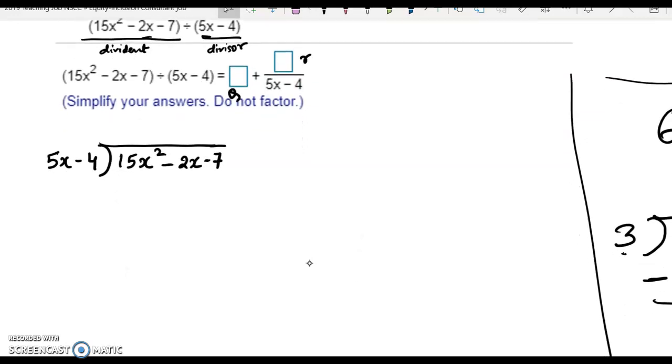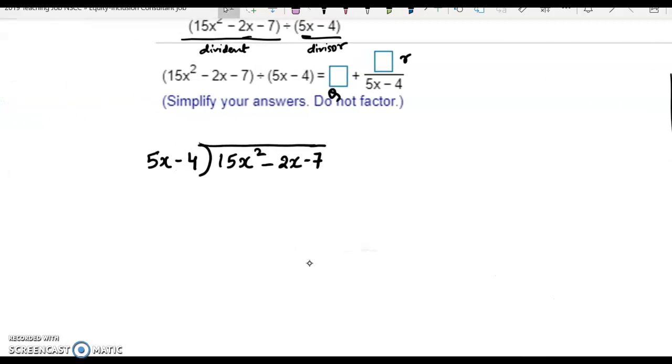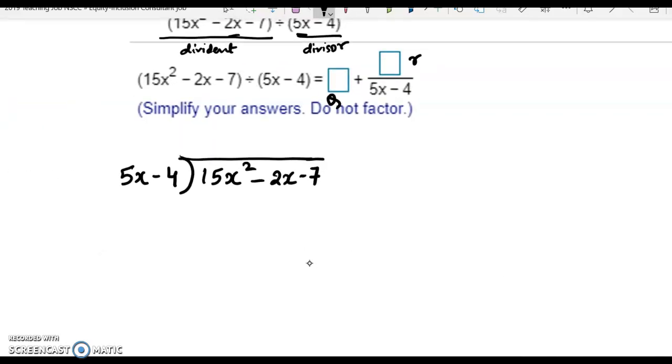So now I'll ask myself, what will I multiply 5x with so I get 15x squared here? The same way I was doing for this: what will I multiply 3 by so that I get 6? The answer was 2, so 3 times 2 is 6. In the same way over here I will say, what will I multiply 5x by so that I get 15x squared? 5 times what is 15? 5 times 3 is 15. x times how many is x squared? x times x. So 5x into 3x will give me 15x squared. I hope that is okay.